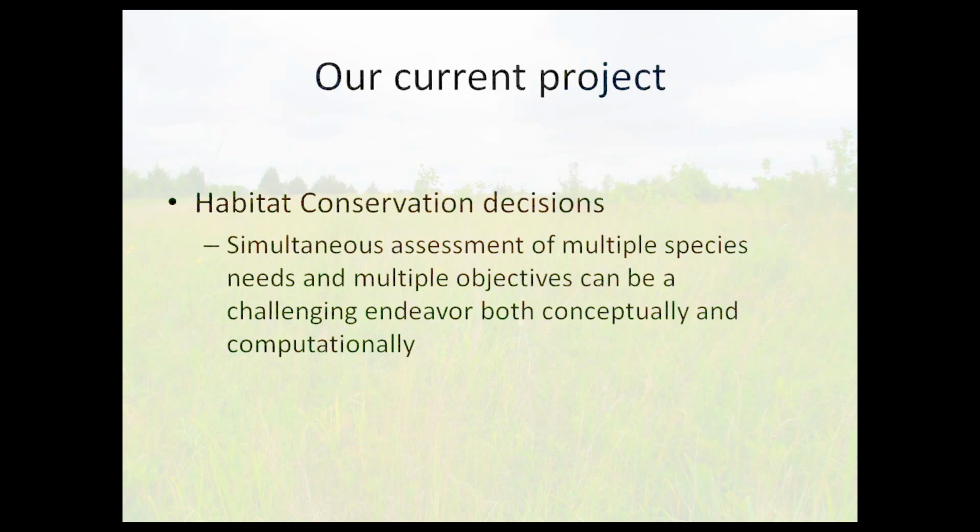What we are faced with, though, is that habitat conservation decision-making often has multiple objectives, could potentially benefit multiple species, and often has lots of constraining issues and alternative stakeholders or objectives that maybe should be considered as part of these decisions. The work with the JV focused solely on the biological benefit of a habitat and didn't consider multiple species simultaneously. It didn't consider alternative or other objectives that may be important. So the simultaneous assessment of multiple species and the needs of multiple objectives can be a challenging endeavor, both conceptually and computationally, and that became the focus of our current project.